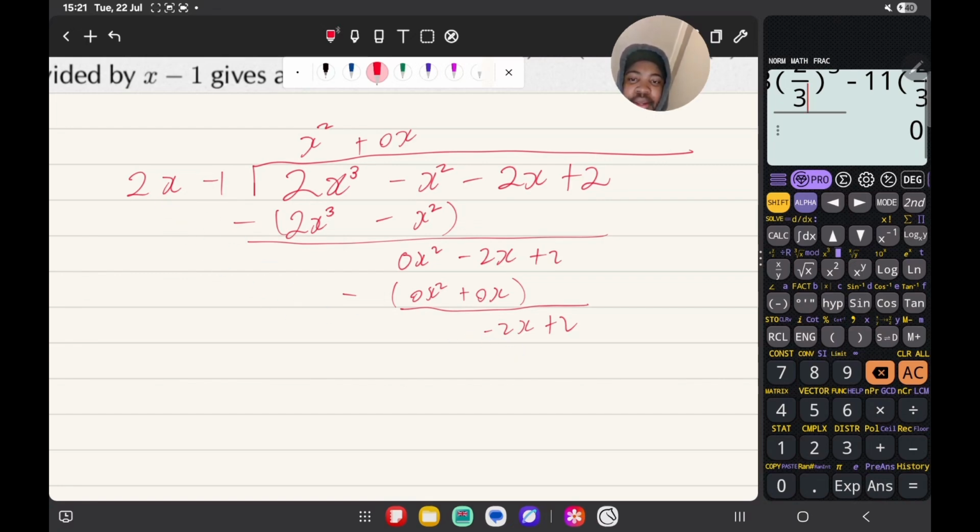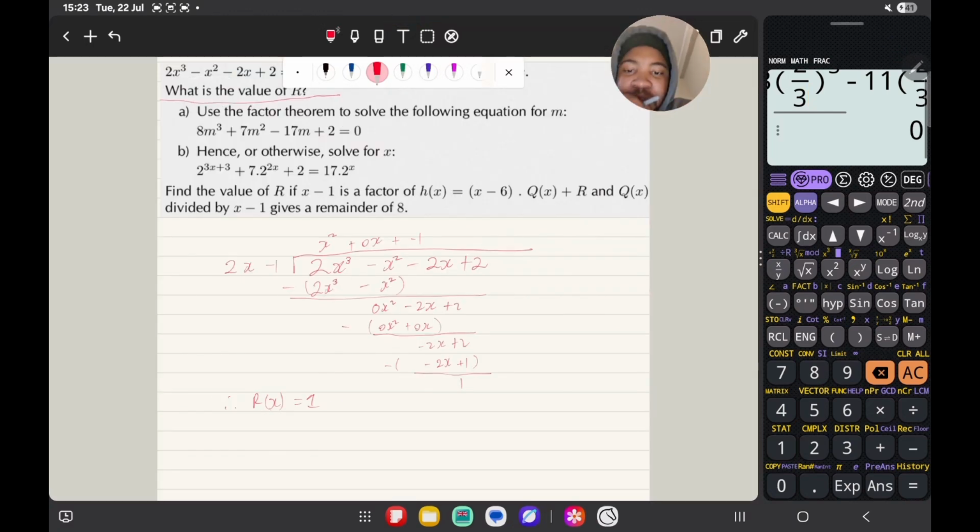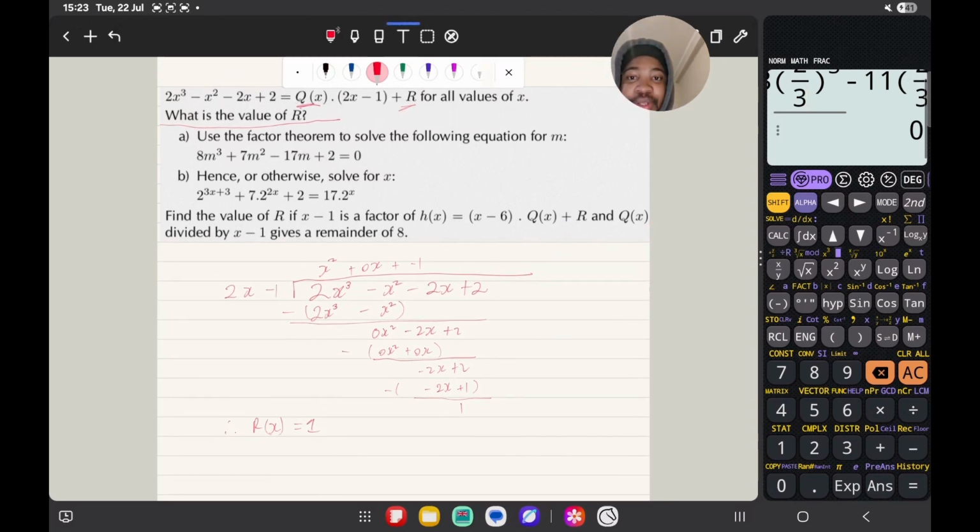Then I do my thing there. I'm gonna get minus 1. I have minus 2x plus 1. Then I'm subtracting. I'm gonna get 0 and I'm gonna get 1. And that means, therefore, r of x is 1. That is my remainder. So we know that the remainder is 1. Just want to show you something, right?